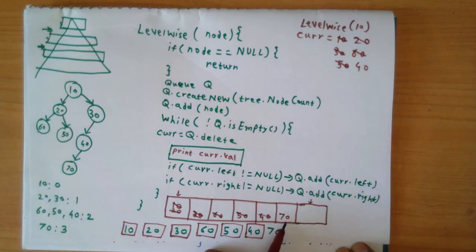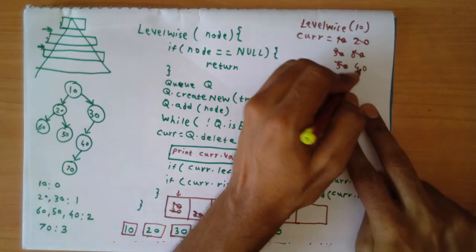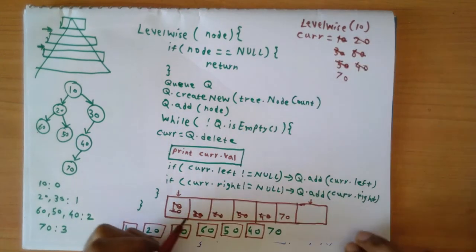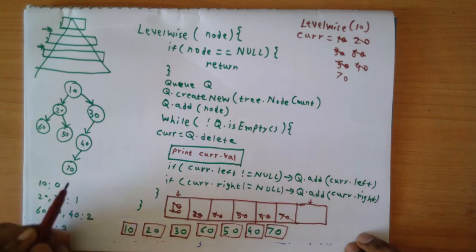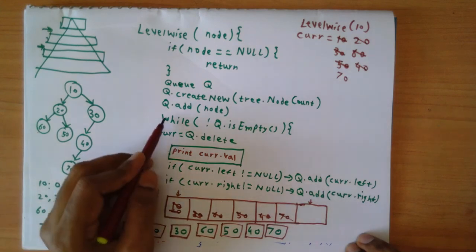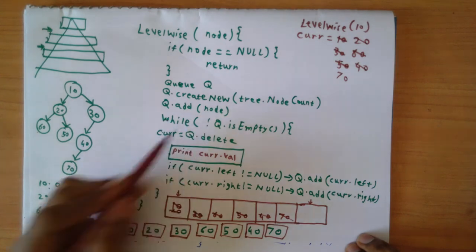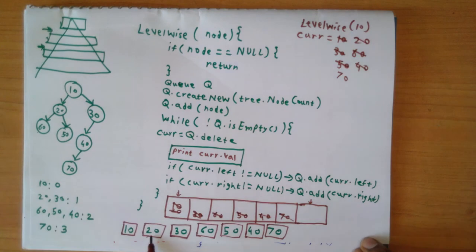I ask the question if the queue is empty. It is not. There is one element. I delete that element from the queue. So my current becomes now 70. This element is gone. I add 70 to my output and check if 70 has any child. It doesn't have, so I don't add anything to the queue. I come back to the beginning of my loop and check if my queue is empty. Indeed, my queue is empty, so I'm done with my level-wise traversal. So we got the exact same output that we wanted, and that's how the level-wise traversal works.